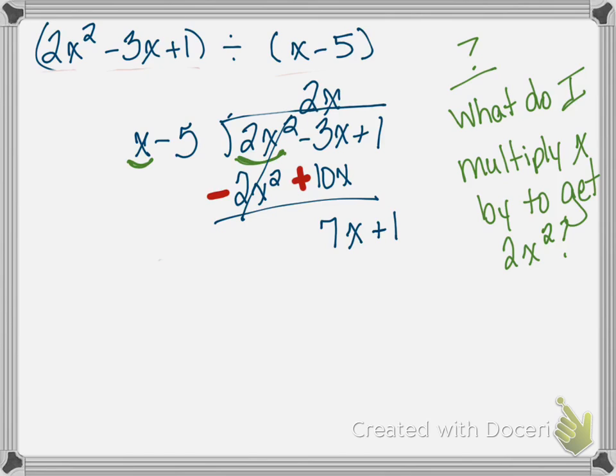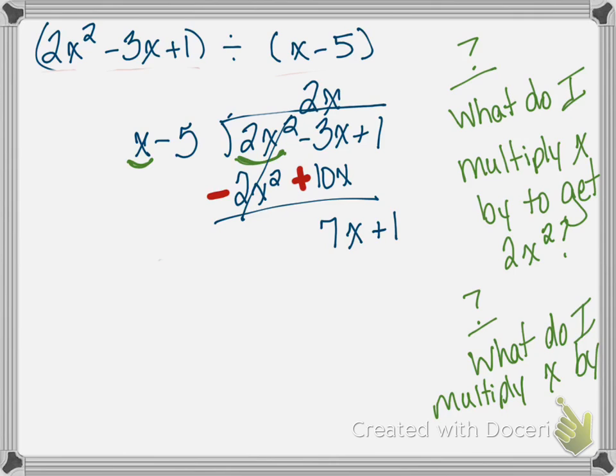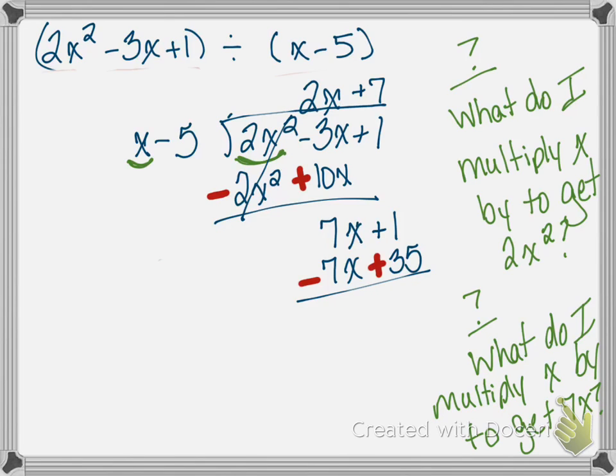Okay? So the next question I ask myself, what do I multiply x by to get 7x? What do I multiply x by to get 7x? 7. Good. Okay, 7 times negative 5 is negative 35. 7 times x is 7x. We are subtracting, so I have to change both of those signs. So I have 2x plus 7, remainder 36. Okay, so I have a remainder here. I have a remainder of 36.